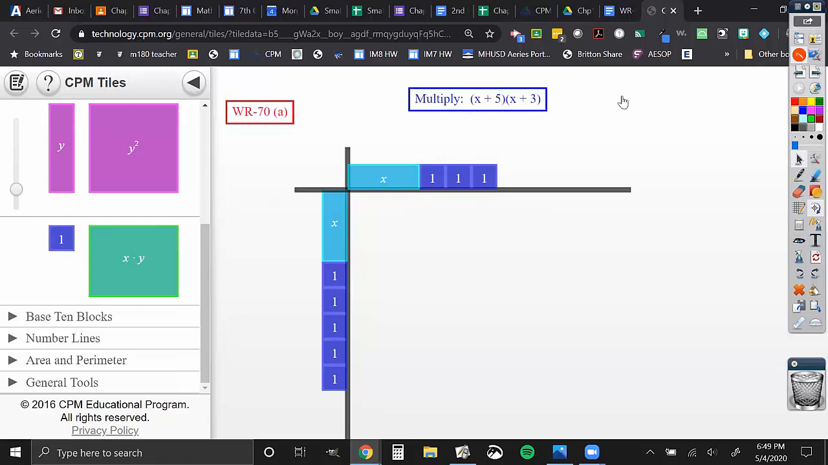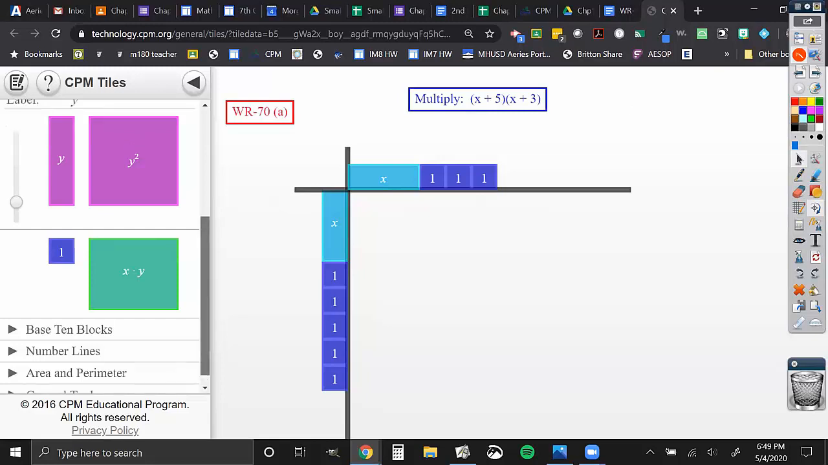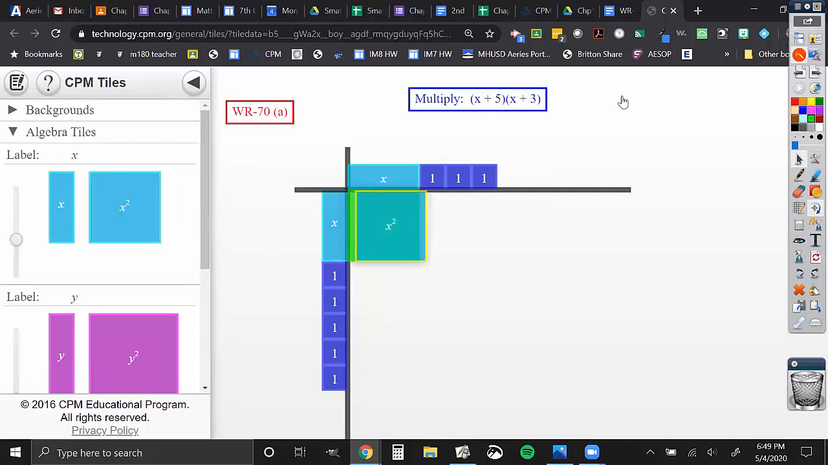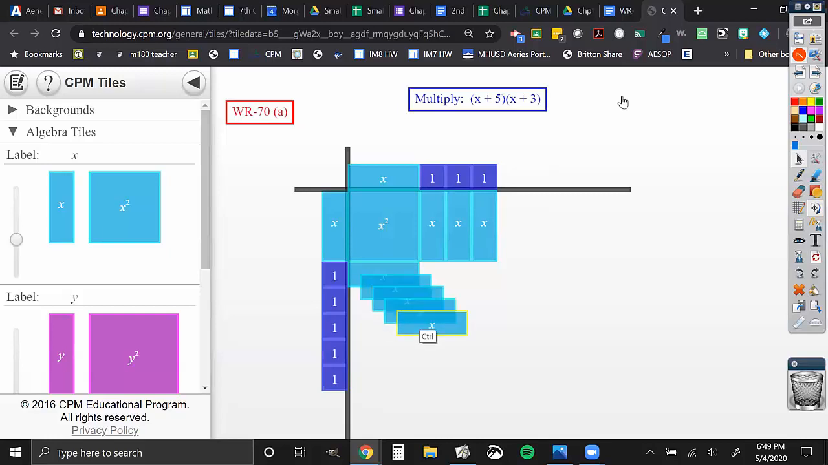So I need an x by x rectangle. That would be this. I need an x by 1, so that's going to give me one of those. Actually, I need 3 of those: 2 and then 3. And then down here, I have x by 1 this way, and I need 5 of those. Let me copy paste, and we'll put them all where they belong.